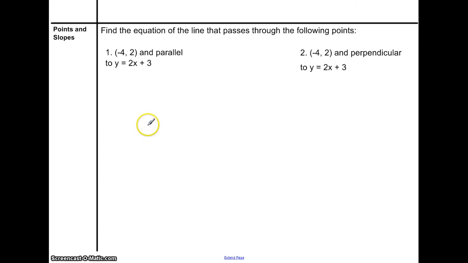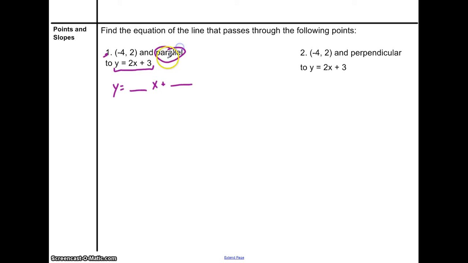We can also find the equation of a line that passes through a given point if we already know another line that's parallel or perpendicular to it. For example, in number 1, we want a line that passes through negative 4, 2 and is parallel to y equals 2x plus 3. Now you may remember from previous videos that whenever we write an equation, we need to know two things. We need to know the slope and we need to know the y-intercept.